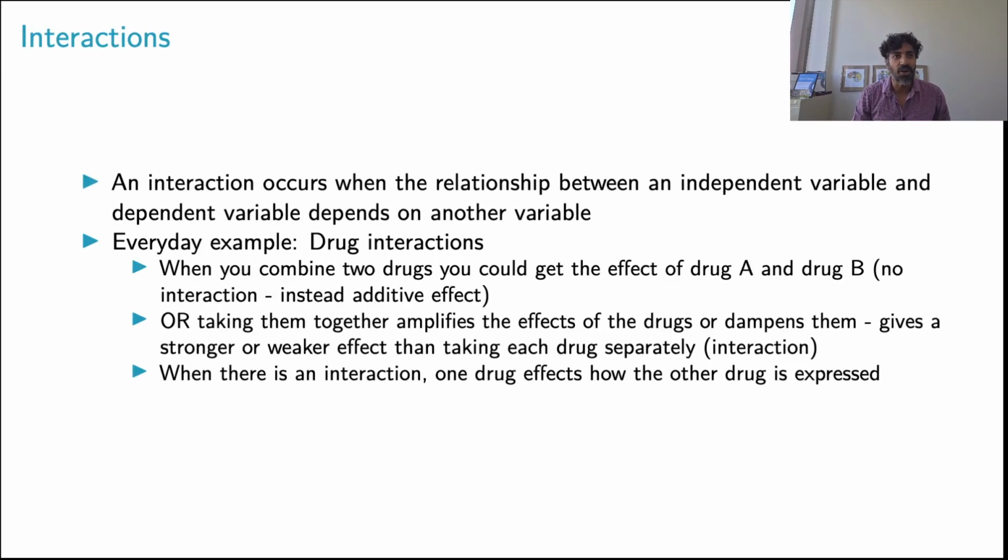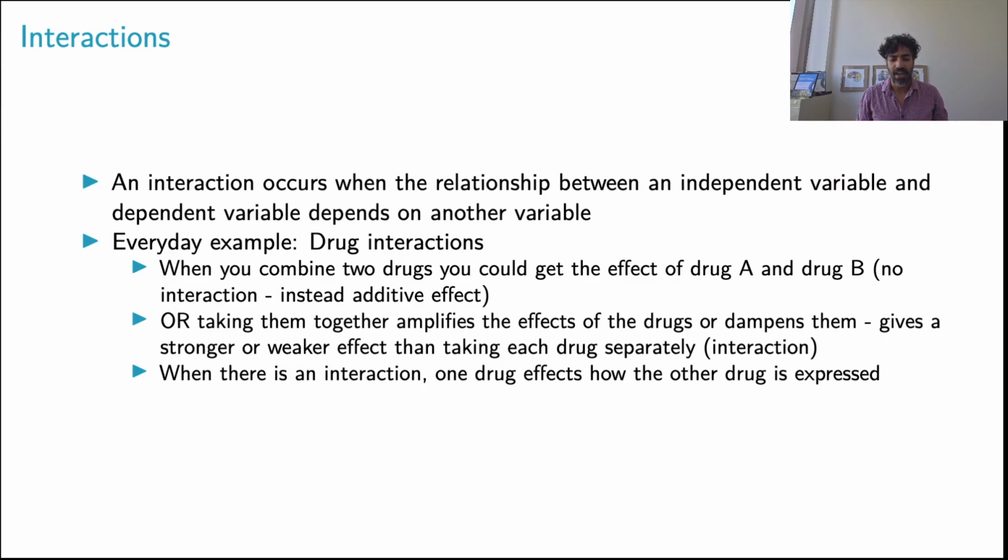Great, let's get on to talking about interactions. An interaction occurs when the relationship between an independent variable and a dependent variable depends on another variable. That's really, really critical, right? So the relationship between two variables actually depends on another variable. Let me give you an example. Let's talk about drug interactions. You combine two drugs, you could get the effect of drug A and the effect of drug B. That's not an interaction effect. That's just an additive effect.